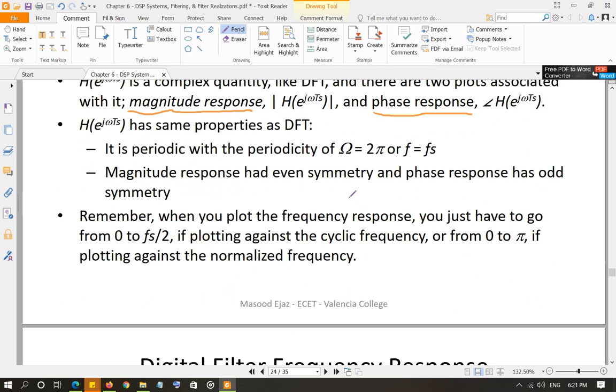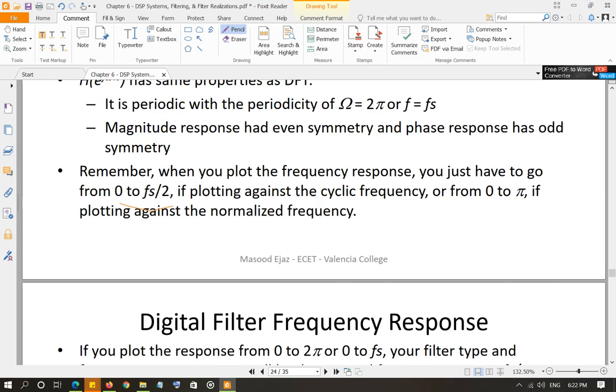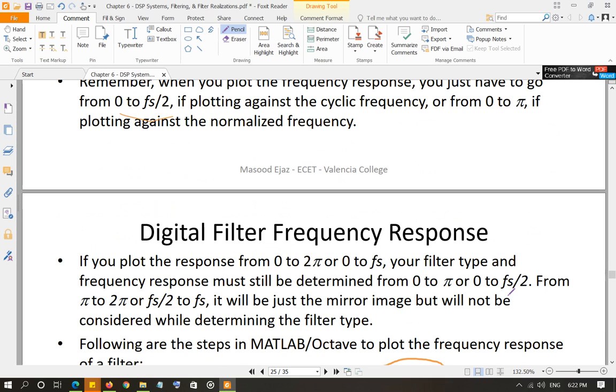Magnitude response has even symmetry and phase response has odd symmetry. That is, if you are plotting the magnitude response on the positive and negative frequencies, it will be the same. So at 100 Hertz, you will have the same magnitude response as at negative 100 Hertz. As far as phase is concerned, at 100 Hertz, if your phase is 20 degrees, at negative 100 Hertz it's going to be negative 20 degrees. That is, it has odd symmetry. And again, you only have to go from 0 to fs by 2 to determine the complete response.